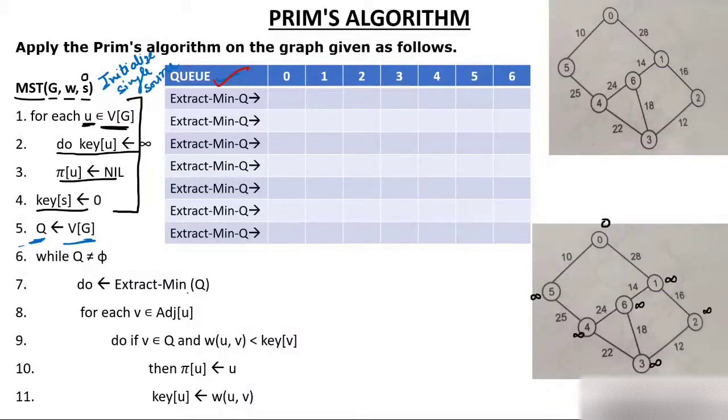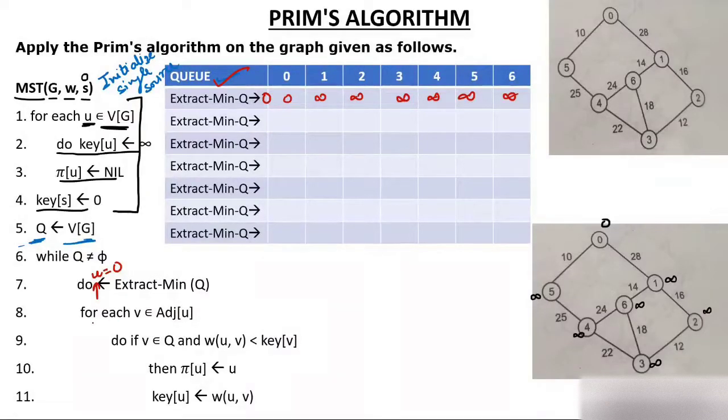First of all, extract minimum from the queue. The weight of 0 is 0 and all other vertices are infinite. I'll solve only the first two steps, because I've already solved all these things. Do extract minimum; this is u. You insert into u the extract minimum of the queue. What is the minimum in the queue here? 0. So u becomes 0. You have extracted 0.